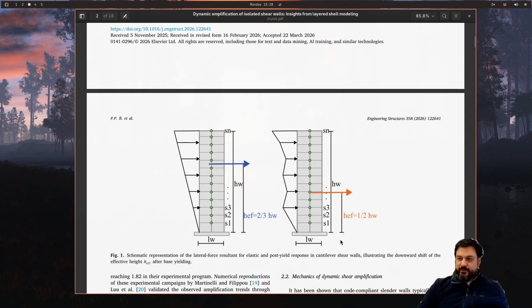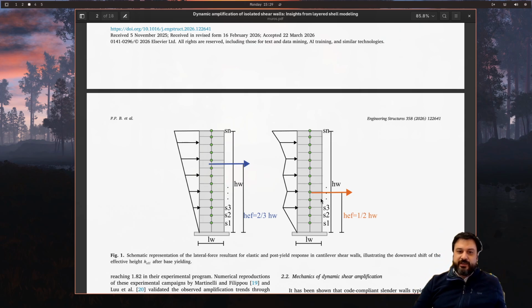Now, this lowering of the resultant lateral force occurs because nonlinearity happens at the same time as the base moment remains the same, because you have to remember, during nonlinear response the base is going to be yielding, and during yielding there's not much extra moment that's going to happen there. So the net effect is that to balance out the moment, this arrow over here, this lateral force, needs to grow. That's the basic theory.